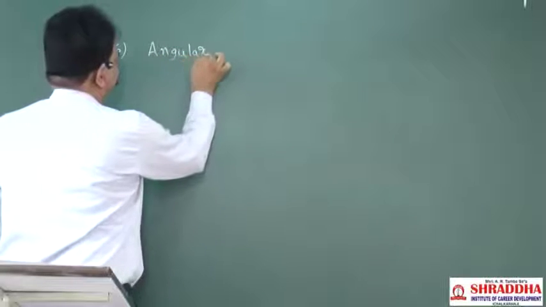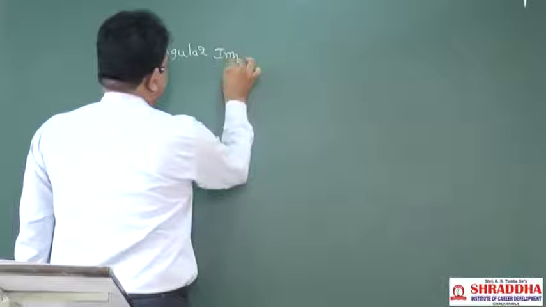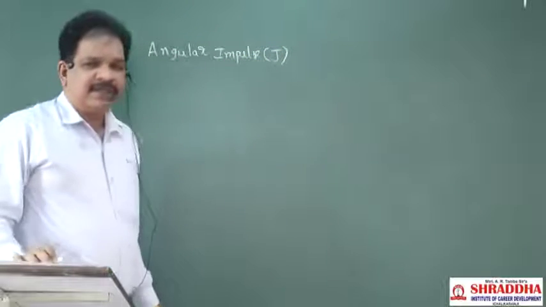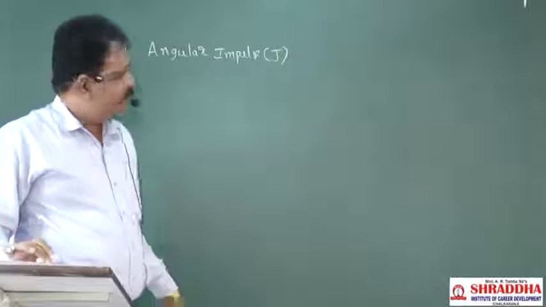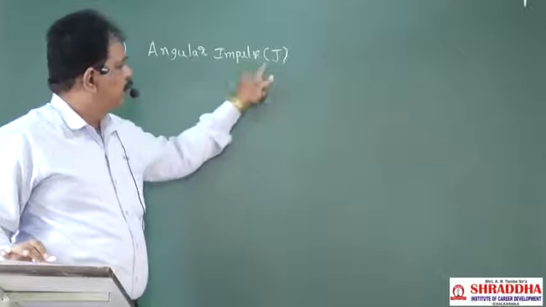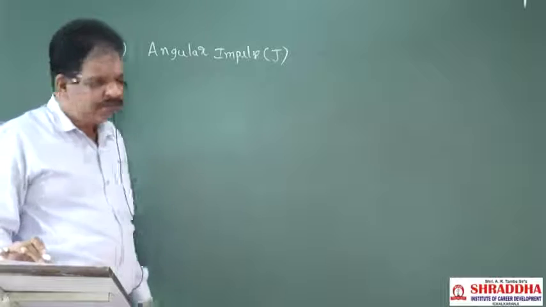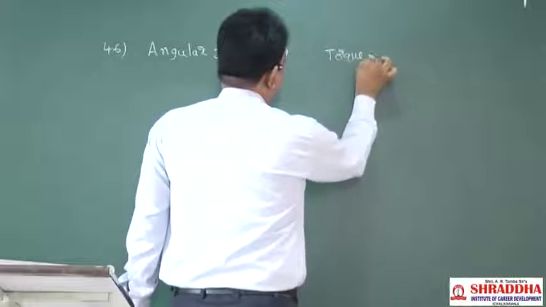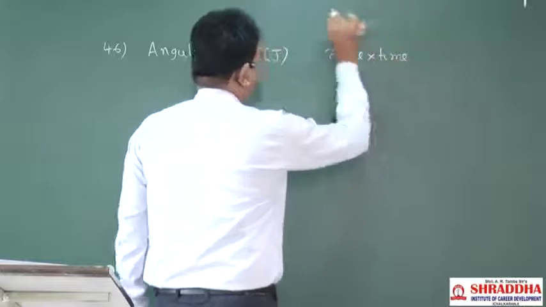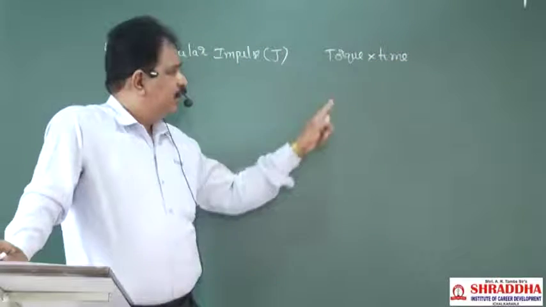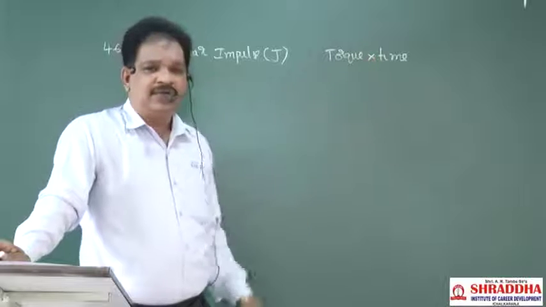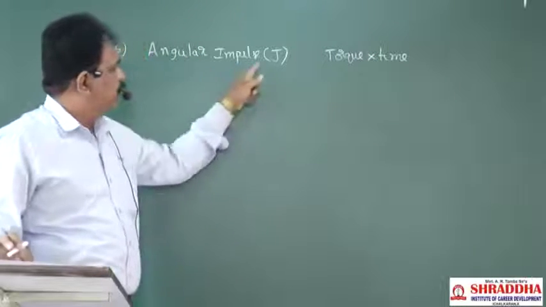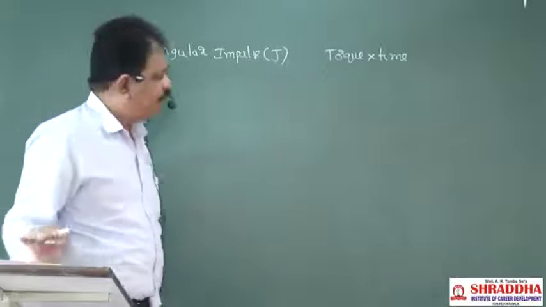Angular impulse. It is indicated by the letter J. Its formula will be torque into time. And then tell me, what is the dimensional formula for this angular impulse? Calculate. Dimensional formula is what?